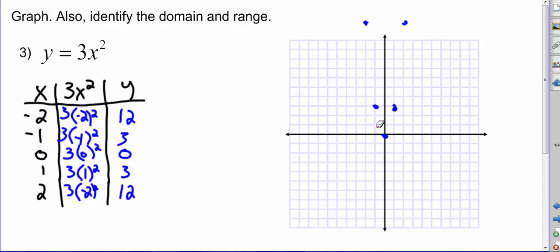Then we go ahead and graph this. It's a parabola, and it's a happy parabola. It's going to open upwards. There we go.